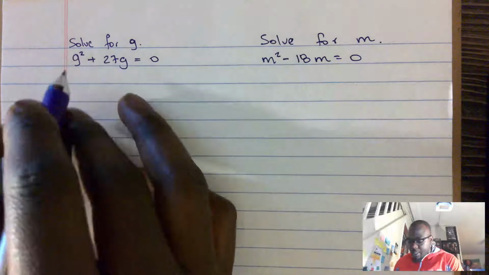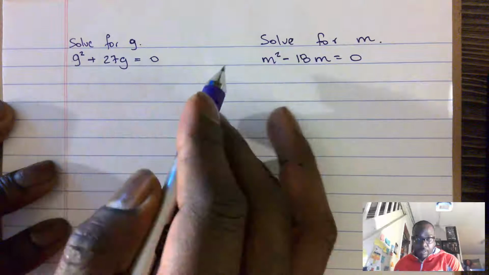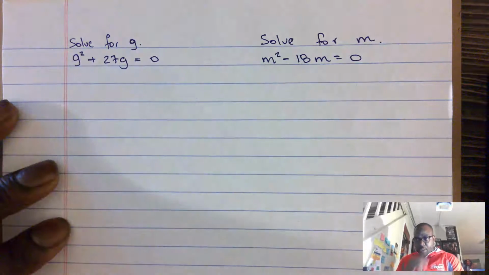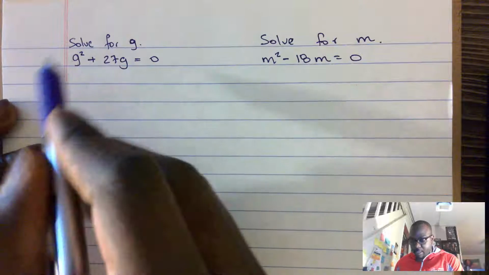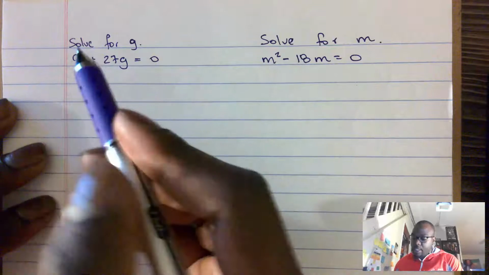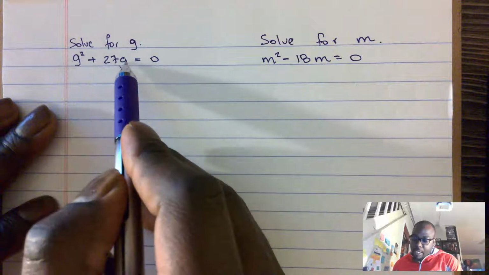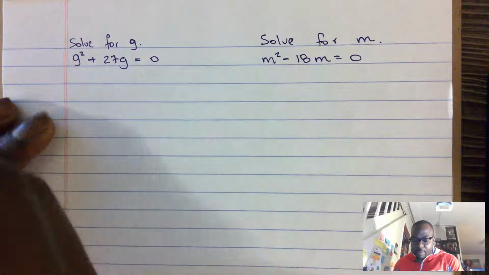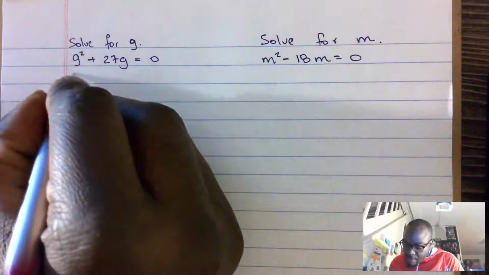It says solve for g. So now we have g squared plus 27g is equal to 0. So early in the school year, we taught you how to factor, all right? When you're factoring, we look at both terms to see what they have in common, and we realize that we have a g squared and g here. They both have a g, so I can factor out g.